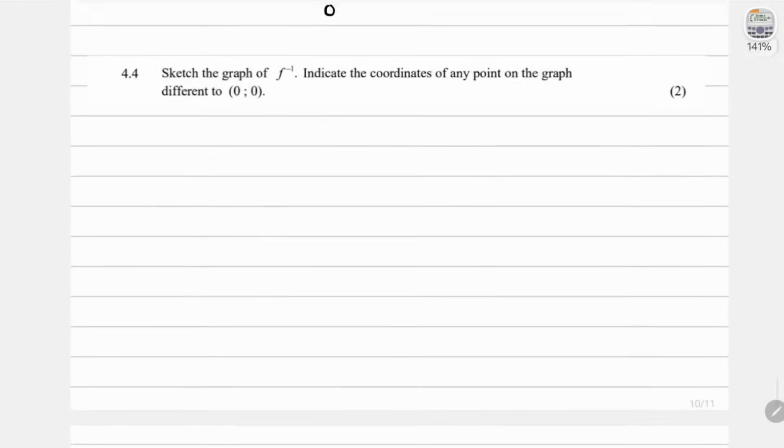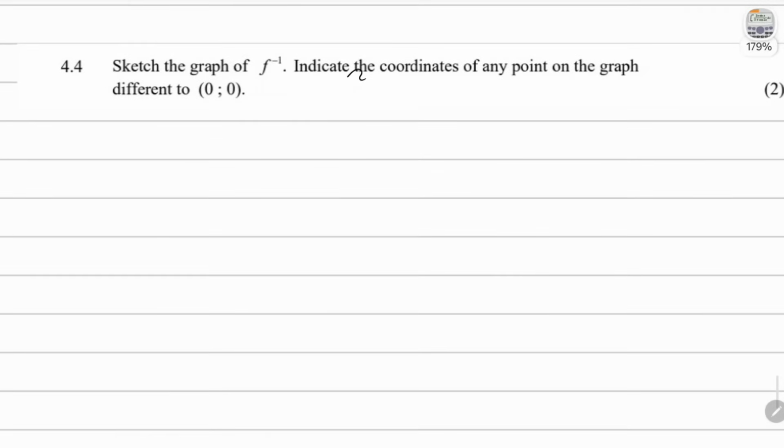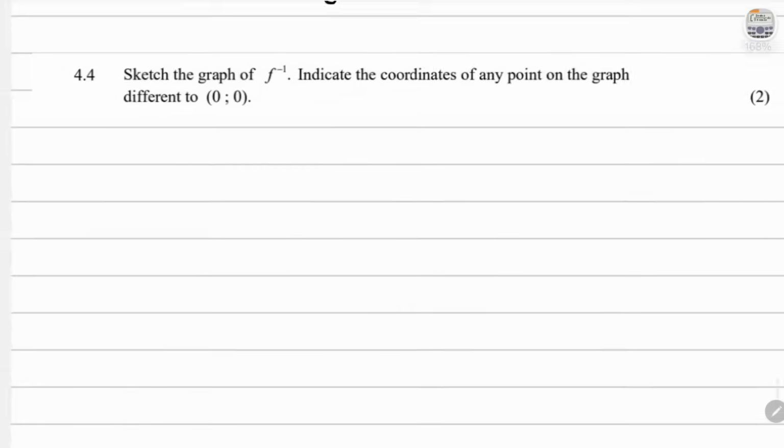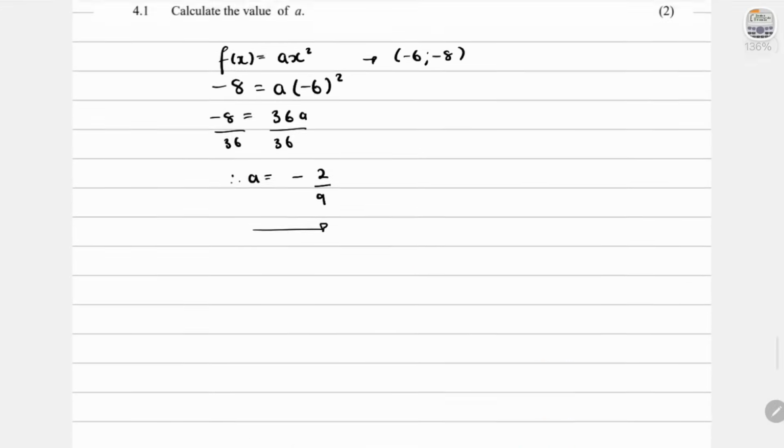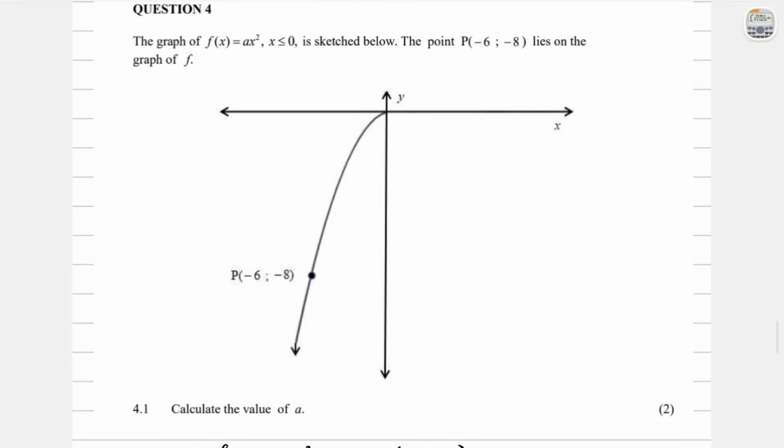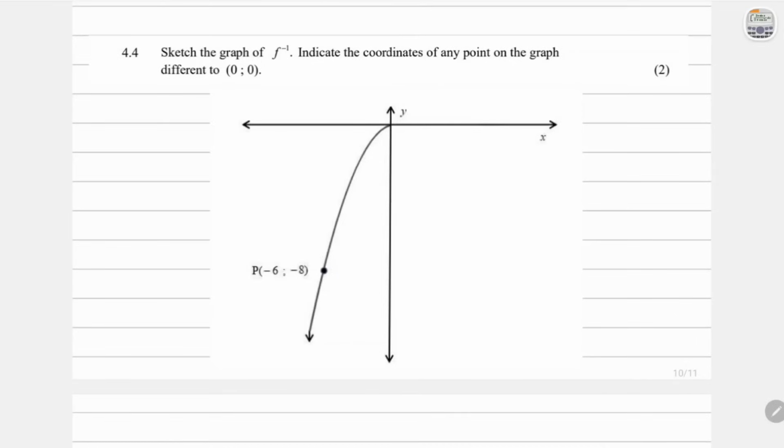Question 4.4 says, sketch the graph of the inverse. Indicate the coordinates of any point on the graph different to 0 and 0. Okay, so what they're trying to point out there is this existing point that we have on the original. So I'm going to draw this graph with this because it's going to make more sense when you compare them together. Now, looking at our graph, the inverse is going to switch the x and y values of every point. So that also switches the domain and the range of the original and the inverse.